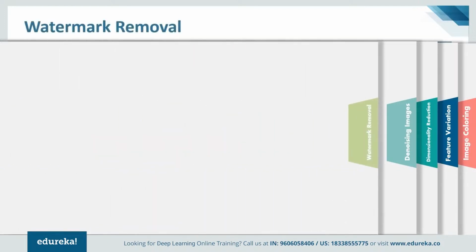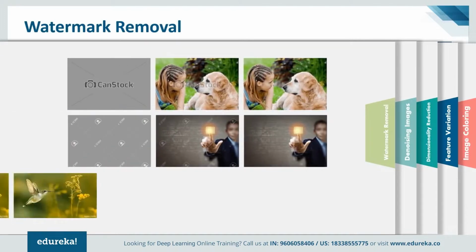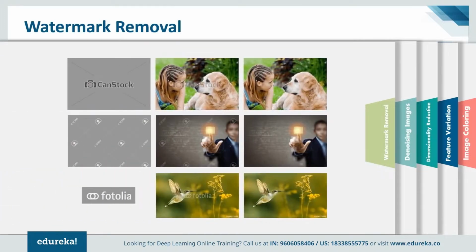Now, autoencoders are also used for removing watermarks from images or to remove any object while filming a video or a movie. So now we have reached the end of today's session, and I hope you have a clear idea about what are autoencoders and how do they actually work.